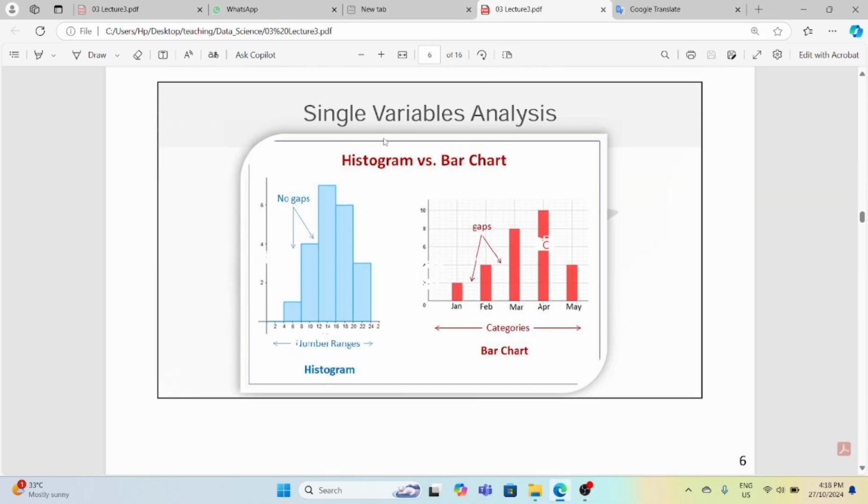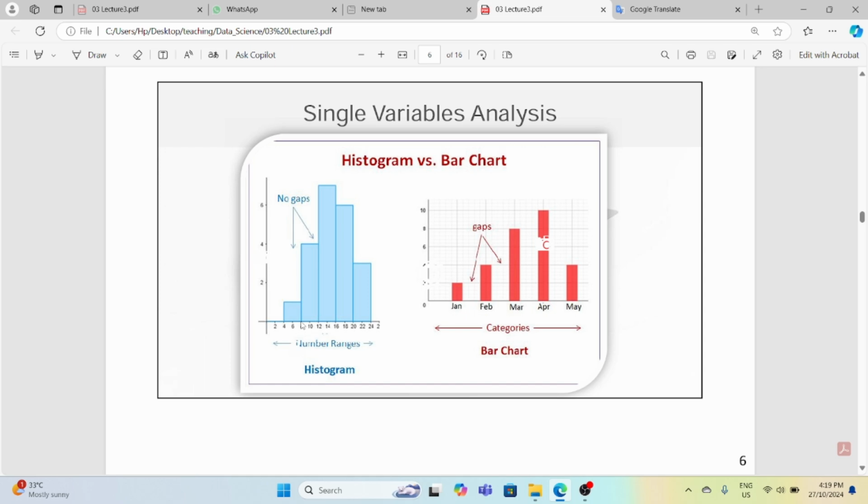So this is the comparison between single variable analysis. In a histogram there is no gap, and in the bar chart there are gaps. Okay, because a bar chart is for categories like January, February, March, April, we can put a gap. But a histogram is, for example, for a range. So we have something between 4 to 8, 8 to 10.